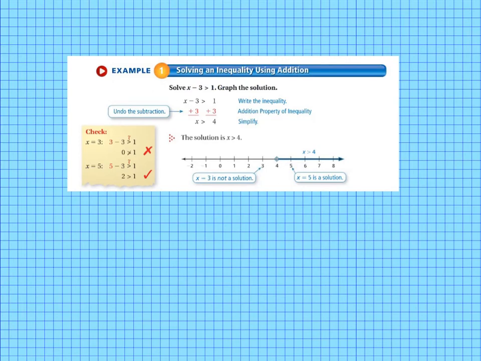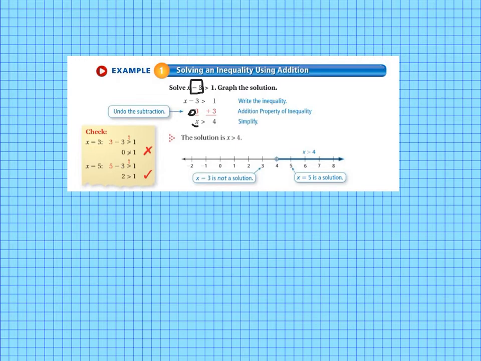So let's look at example 1, solving an inequality using addition. So we have x minus 3 is greater than 1, and we're going to graph the solution. So this is a minus 3 or a negative 3. So a number always has the sign that is in front of it. So this is a negative 3, if you can start thinking about it that way. So we have a negative 3 and a positive 3. And if you have a negative and a positive of the same value, they cancel each other out and they become 0. So positive 3 minus 3 equals 0.